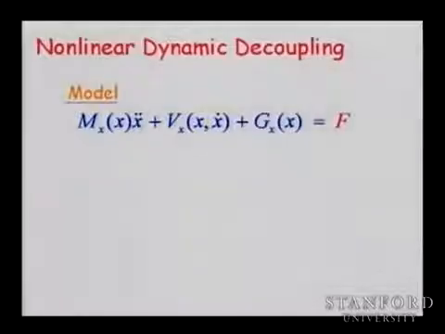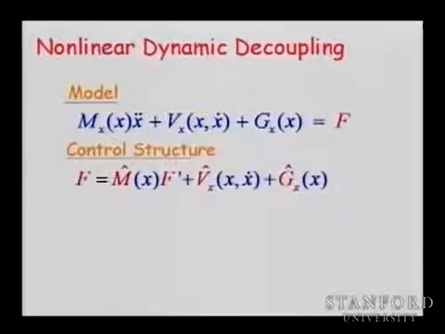When you have a model like this, immediately you have a unique structure that will give you the answer. This is your structure. Compensate, take out the gravity with an estimate of the gravity, take out your centrifugal Coriolis forces with an estimate of it, and take your controller to be proportional to an estimate of your mass matrix. That's it.